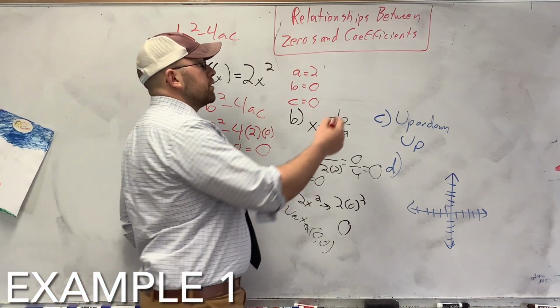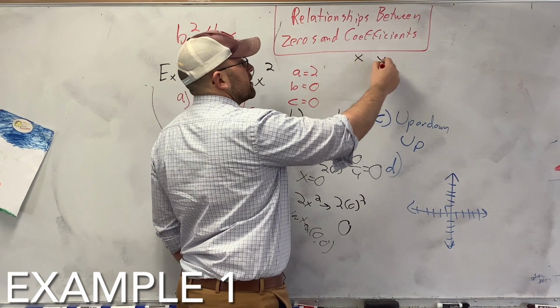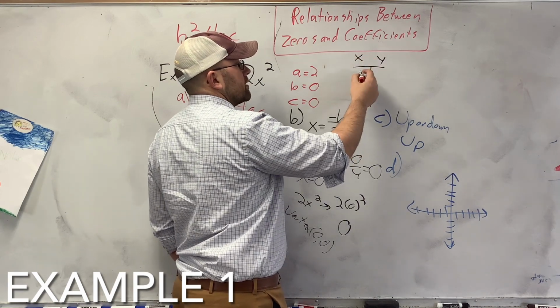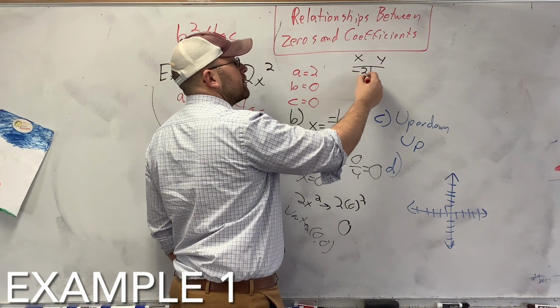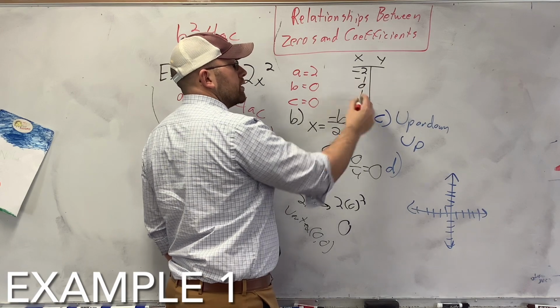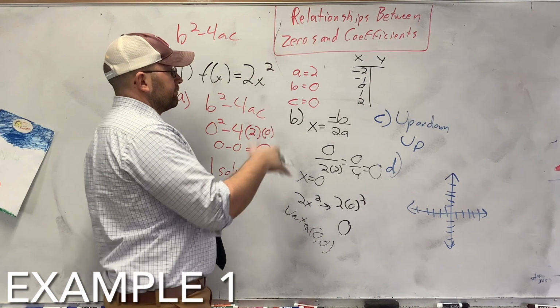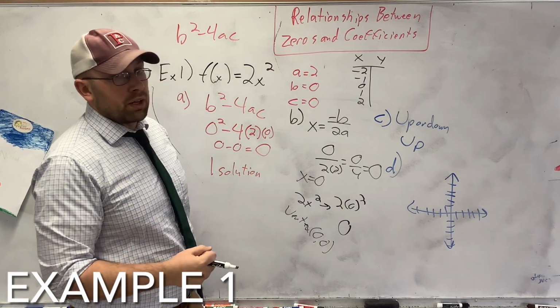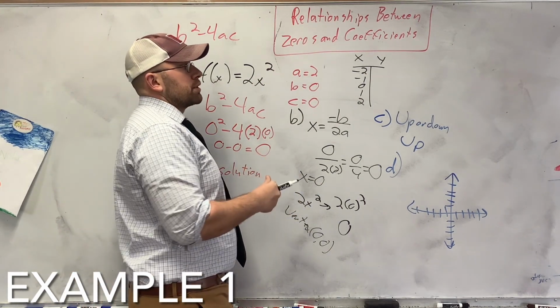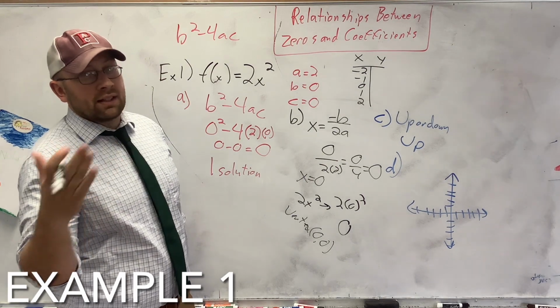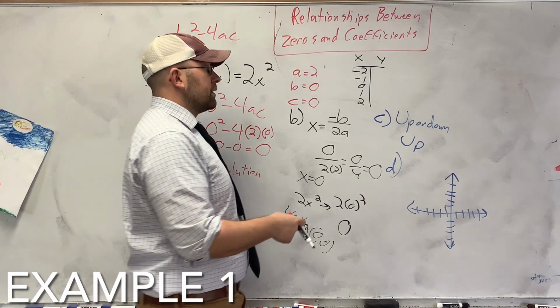So what I like to do is I always choose the same exact points. When I do this, I do -2, -1, 0, 1, and 2. Anytime I'm trying to graph a parabola or a quadratic function, those are the numbers I use. I like to use numbers on the negative and the positive side.